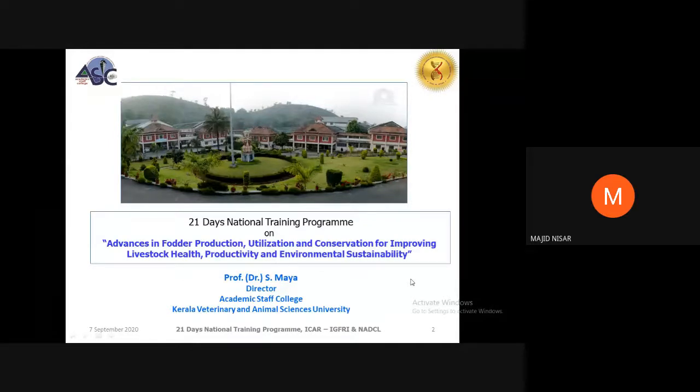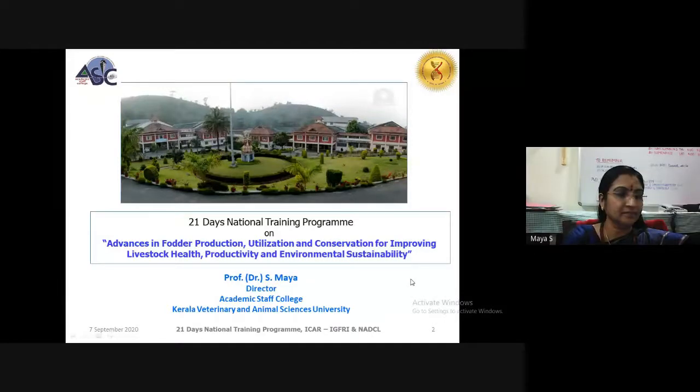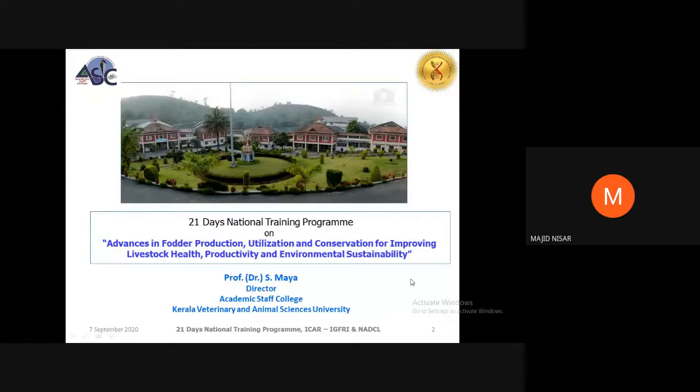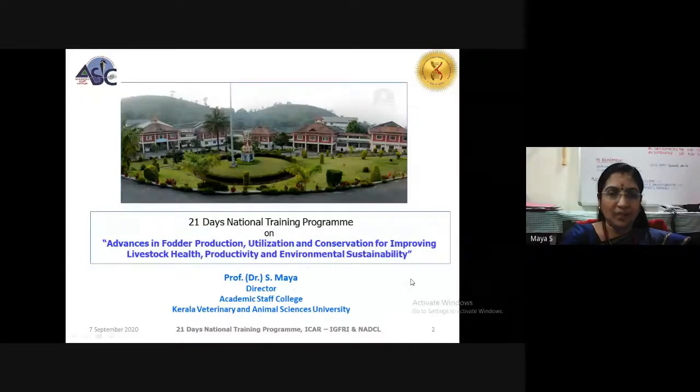Today we have with us Dr. S. Maya. Ma'am is Director, Academic Staff College, Kerala Veterinary and Animal Science University. She's Professor and Head, Department of Veterinary Anatomy and Histology, College of Veterinary and Animal Sciences. Ma'am, today is going to deliberate on problem-based learning and advances in fodder production, utilization, and conservation for improving livestock health, productivity, and environmental sustainability. Ma'am, you are visible, audible, and your presentation is also visible. You can start. Okay, thank you.